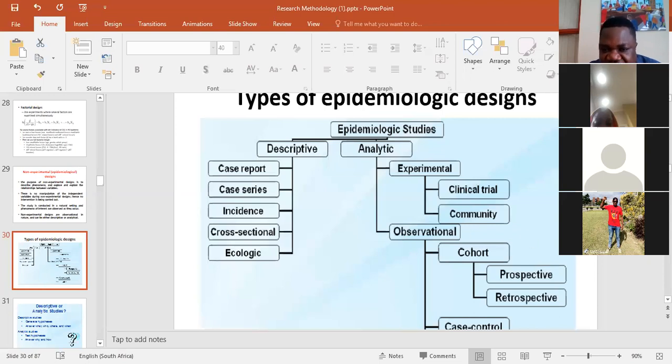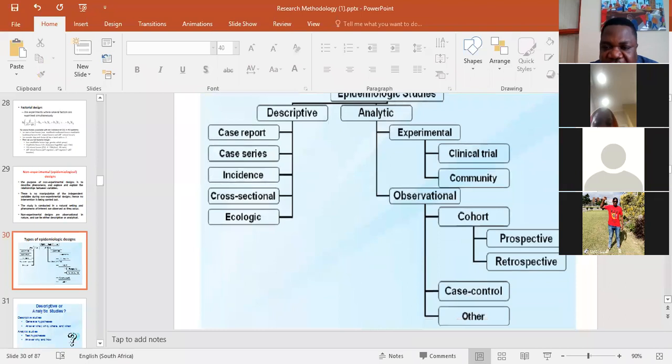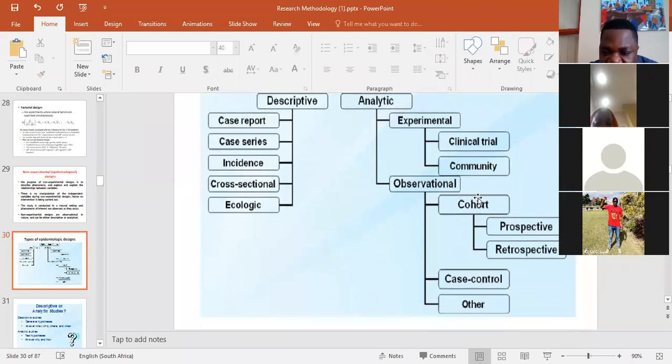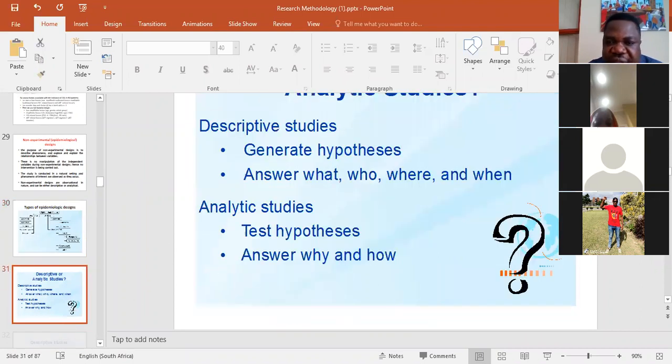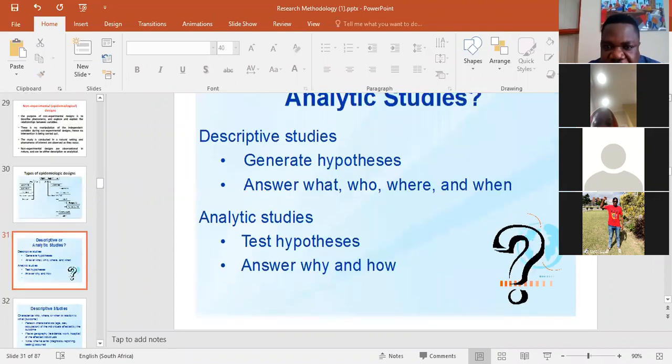Then we have observational study. An analytic study can be experimental, and it can also be observational. Among the observational, we have the cohort study and the case control study. The cohort study can be prospective or retrospective, and we have the case control study. So all those are the ones we are really going to discuss in more detail tomorrow because we are running out of time.